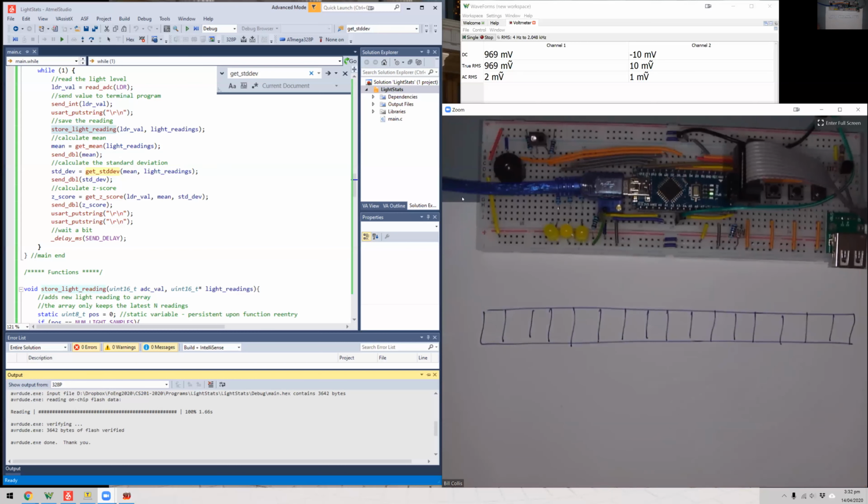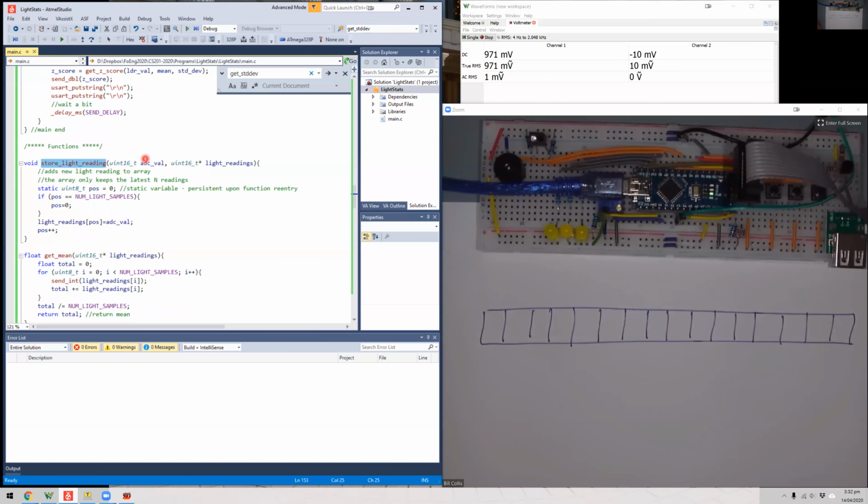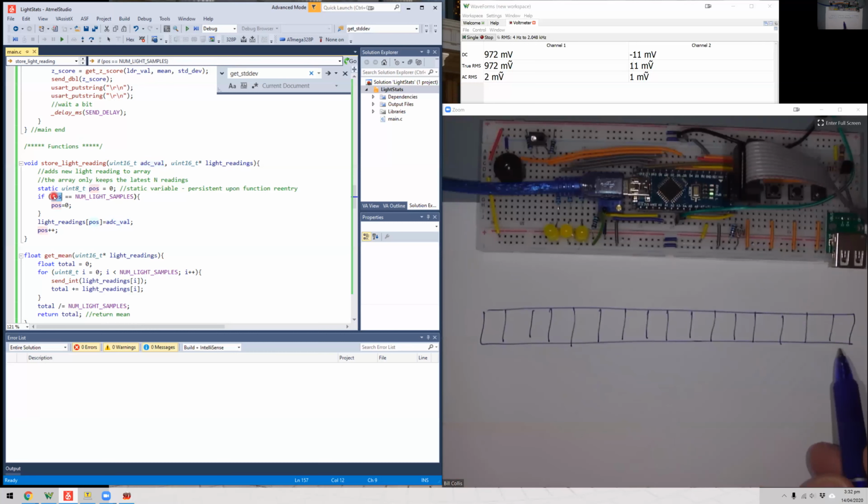I've got a main function. Let's have a look at this. The first one reads the LDR and then sends it out to my TeraTerm, my serial port. And then I store the light reading. If I go down to the store light reading function here, I'm passing it the unsigned 16-bit value for the light reading itself, just a raw ADC value, and I'm passing this pointer to an array. Now, what I'm doing is looking at the value of this variable pos, and that will determine whereabouts in the array it's stored.